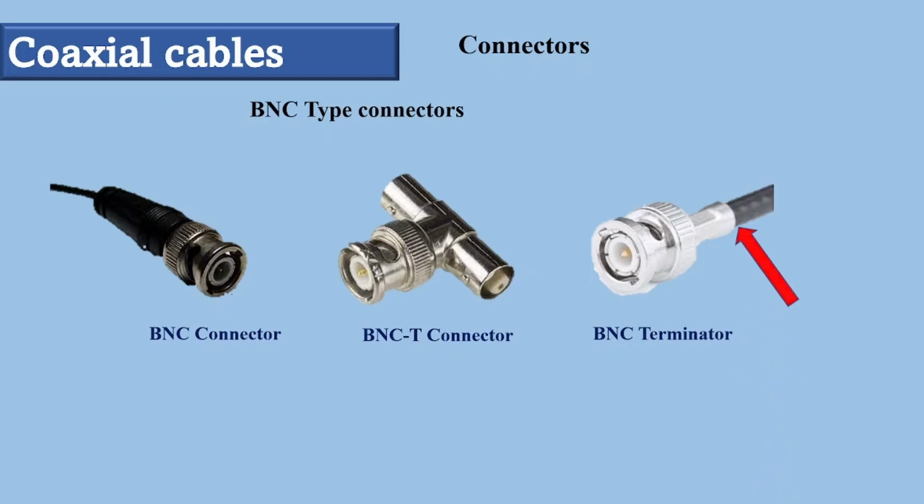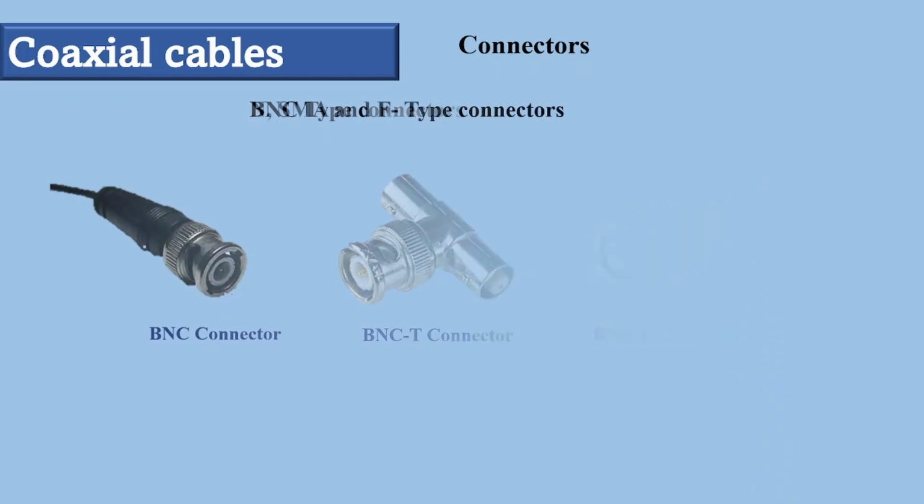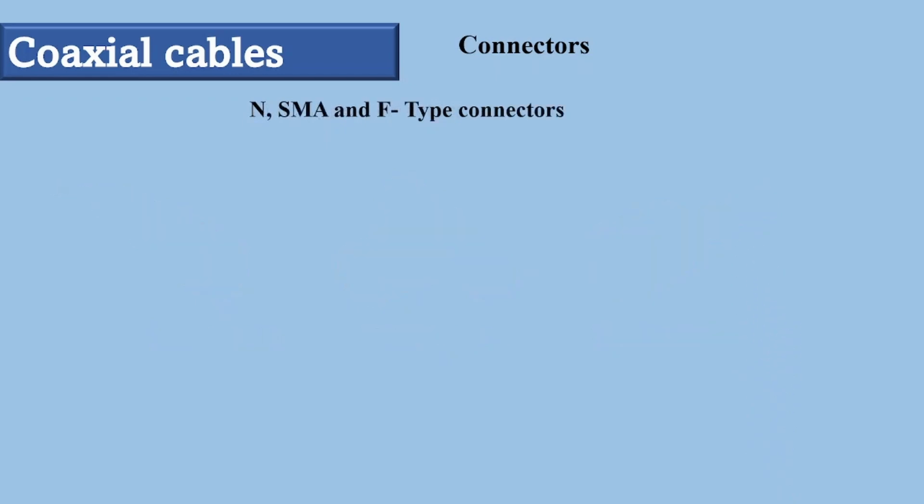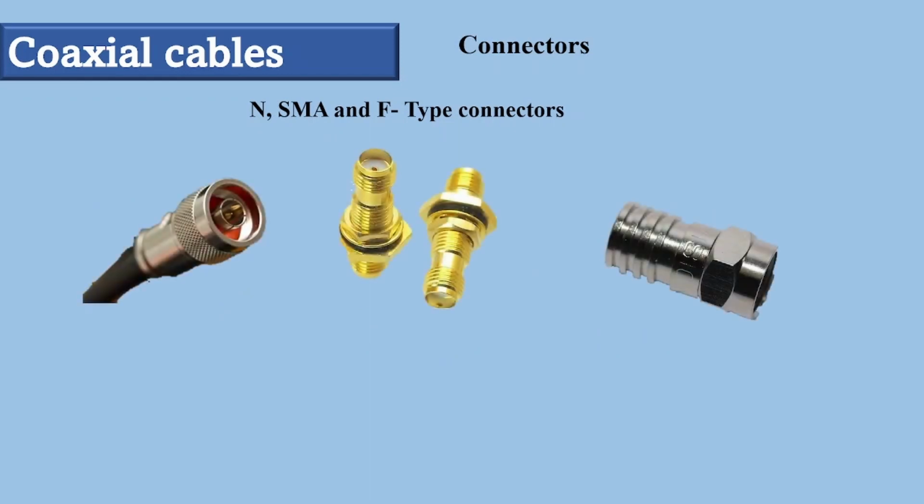Another class of connectors largely used with coax cables are N, SMA, and F-type connectors. N-type connectors are waterproof RF, or radio frequency, connectors, and they can carry microwave frequency signals. SMA, or sub-miniature version A, connectors are used in high-frequency microwave and Wi-Fi systems.